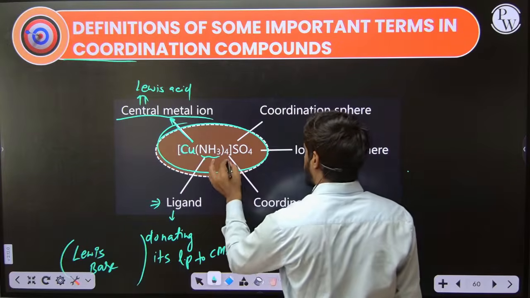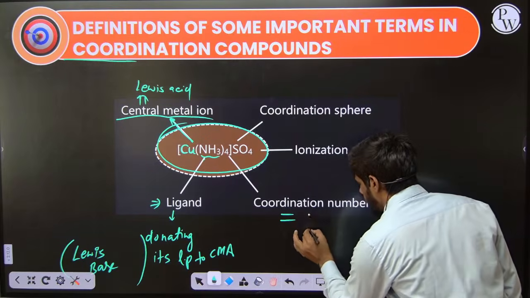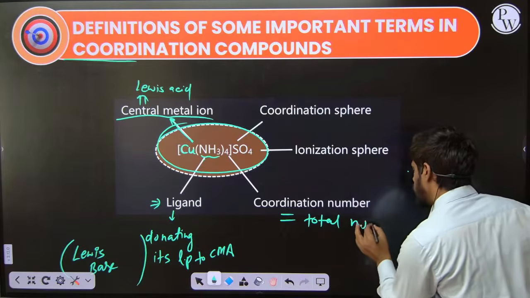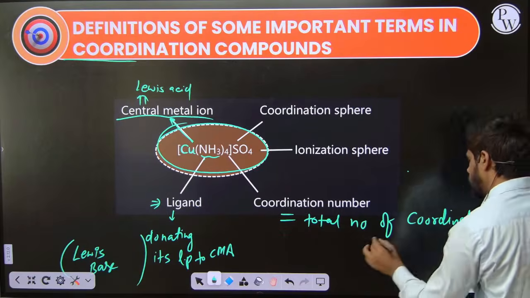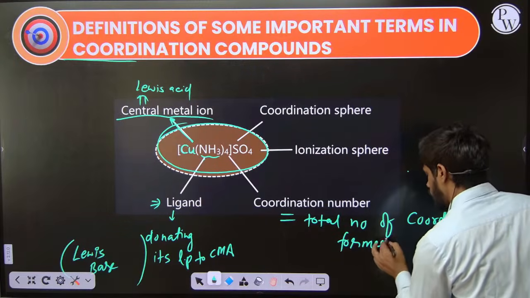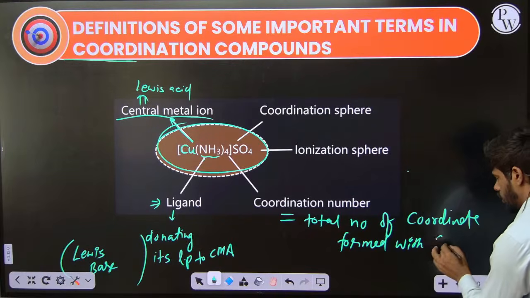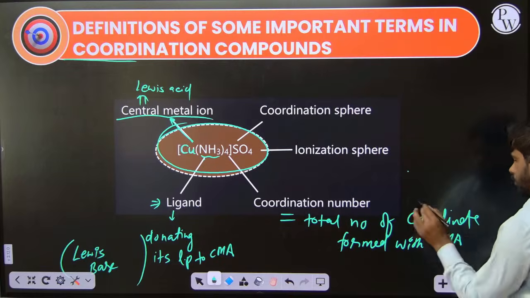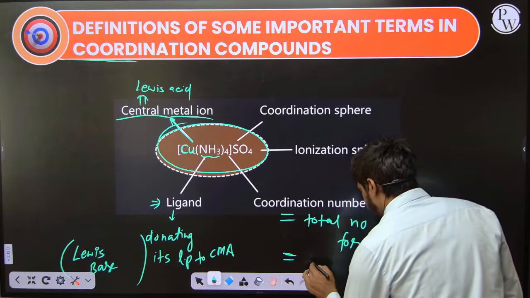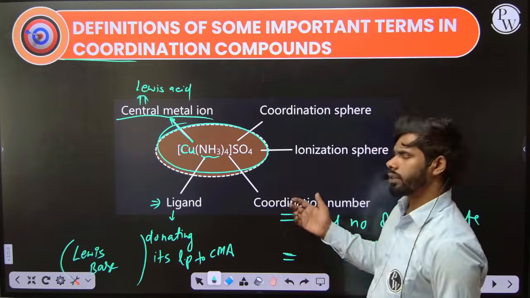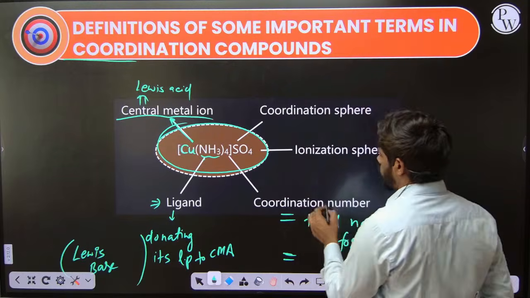Here it is, coordination number. What is a coordination number? Basically it is the total number of coordinate bonds formed with the central metal atom, and it can be found by using the formula: the number of ligands into its denticity, that gives the total number of coordinate bonds.